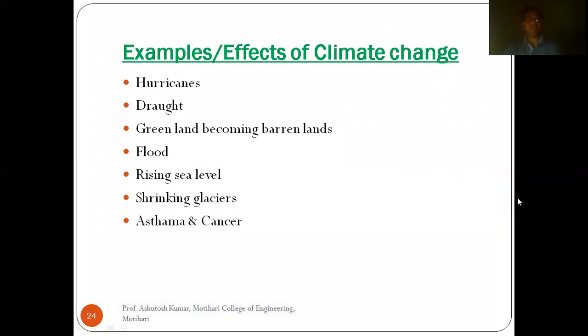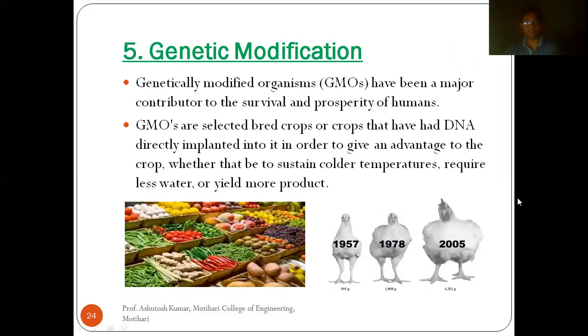Now, examples and effects of climate change. We have seen hurricanes, drought, Greenland becoming barren land, floods, rising sea level, shrinking glaciers, asthma and cancer. These are the major effects of climate change on this environment.